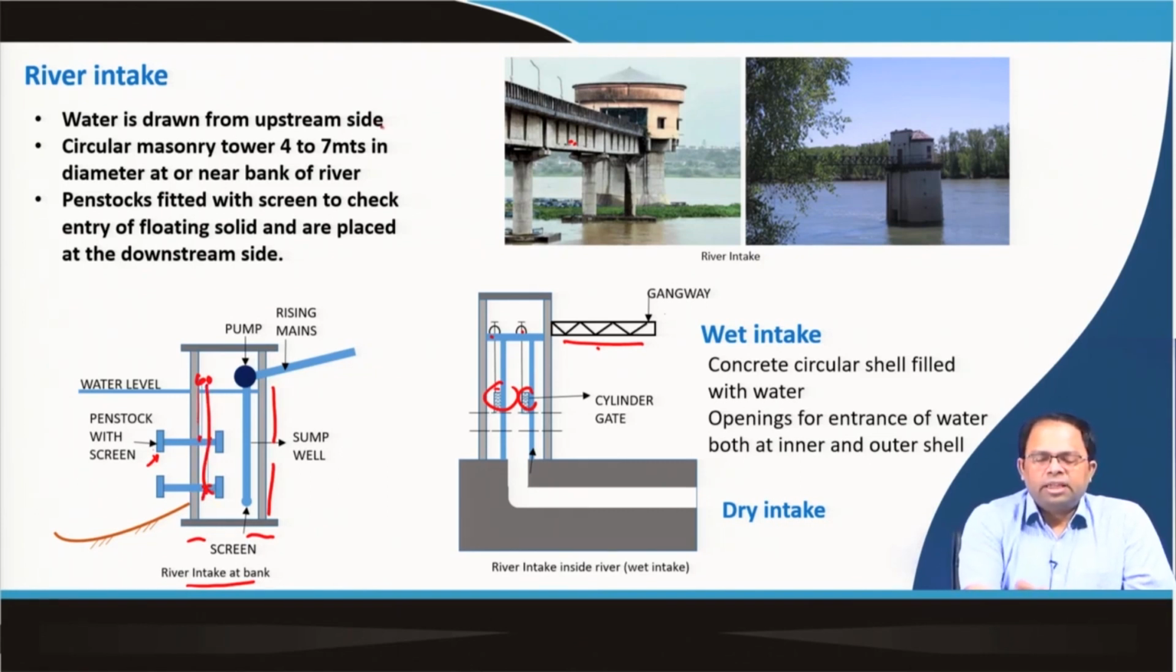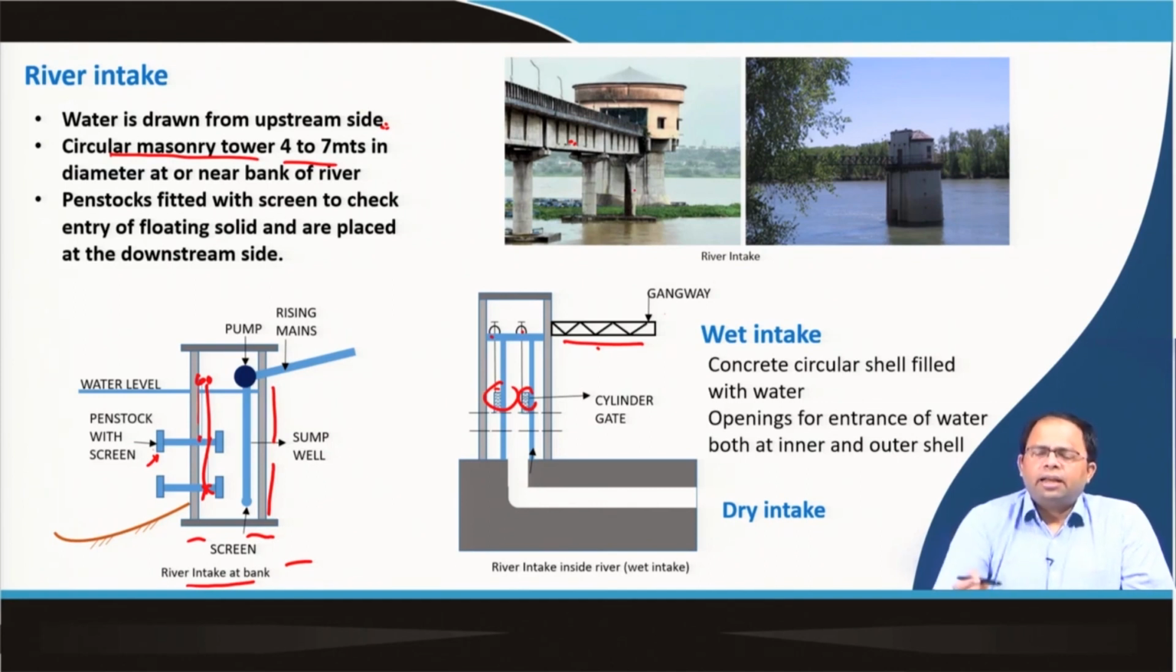So, in rivers, it is usually drawn from the upstream side, and why? Because in the downstream we usually find all the sewage disposal points. So, it is better to take the water from the upstream side, and these are usually circular masonry towers of 4 to 7 meters in diameter at or near the bank of the river. Either they are at the bank of the river, as you can see in this image, or they could be near the bank of the river, just a little bit inside.